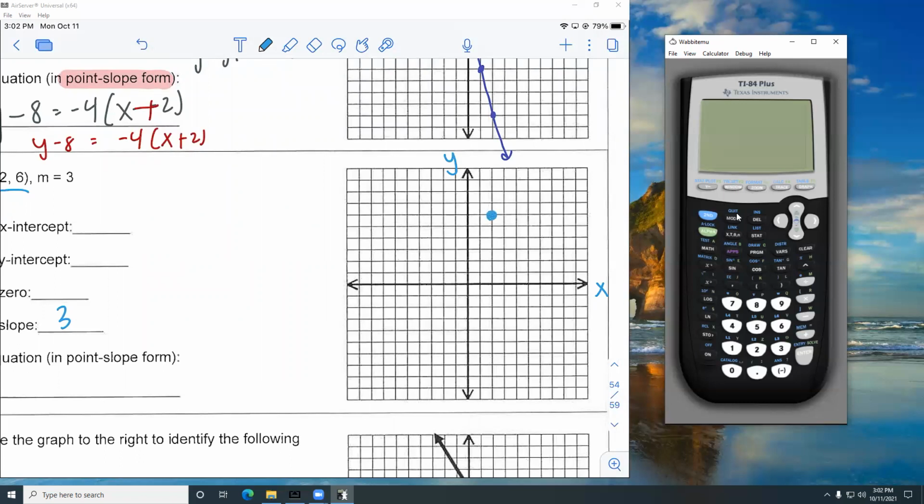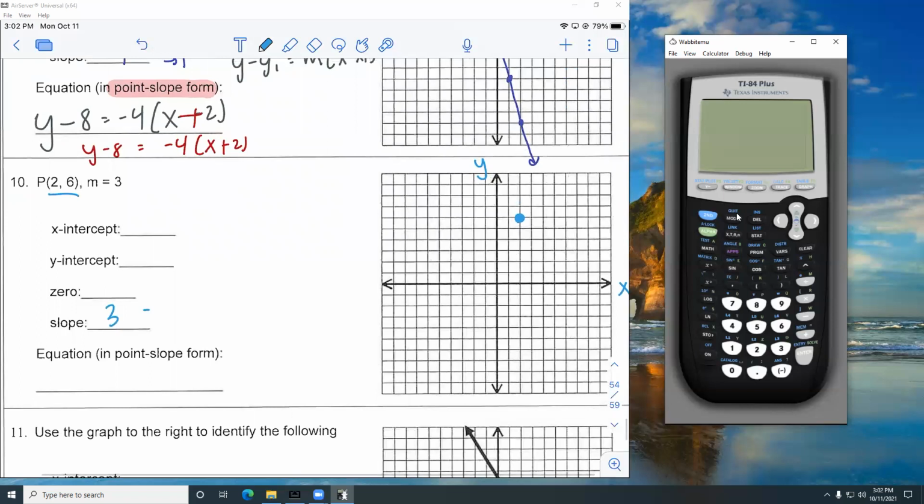There's my point. Now, since my slope is 3, it means I'm going to go up 3, right 1 every single time. So I'm going to go up 1, 2, 3, right 1. Now, I can't really go in that direction anymore. So I'm going to start back at my point (2, 6). And I'm going to go down 3, left 1, down 3, left 1, down 3, left 1, down 3, left 1, same thing right here, right? So then I draw in my line again. It's kind of a steep line.